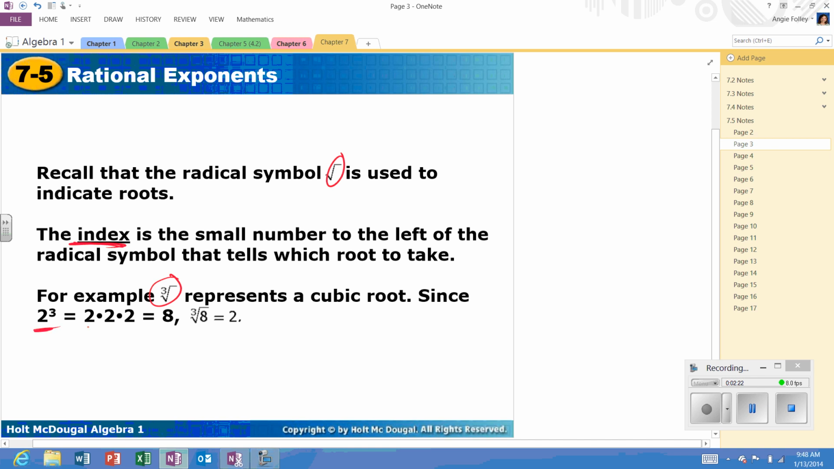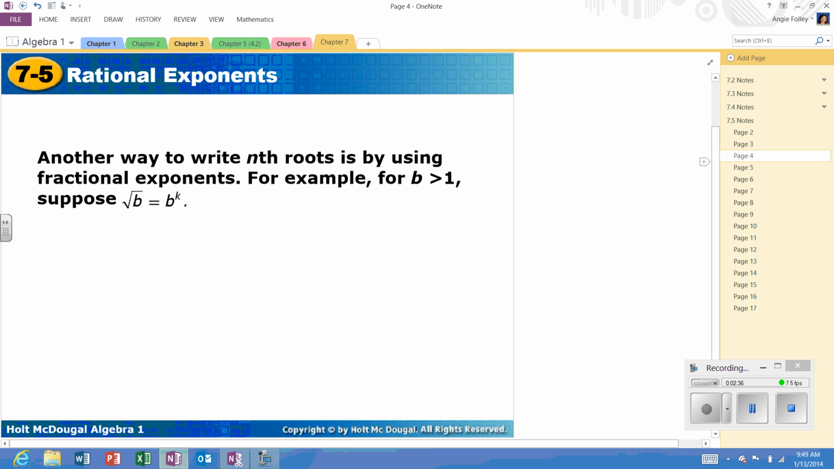Since 2 cubed, 2 times 2 times 2, equals 8, the cube root of 8 is 2. So that tells you what you're trying to figure out: what number times itself, however many times is written up here, is equal to the number under the radical sign. Another way to write the nth root is by using a fractional exponent.